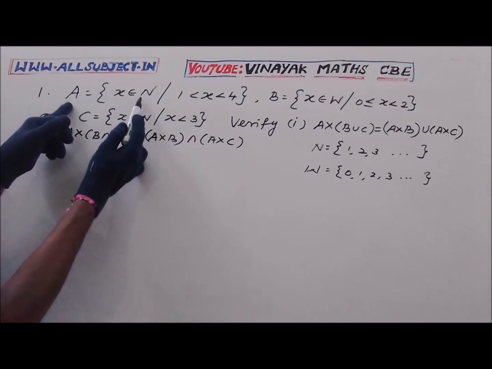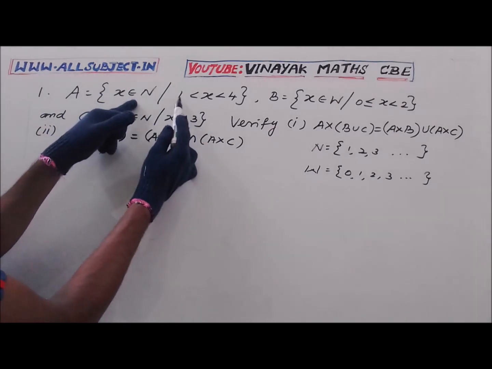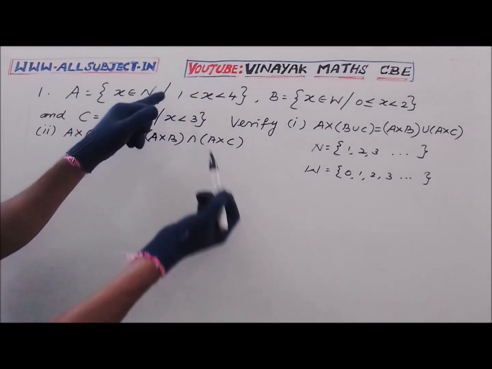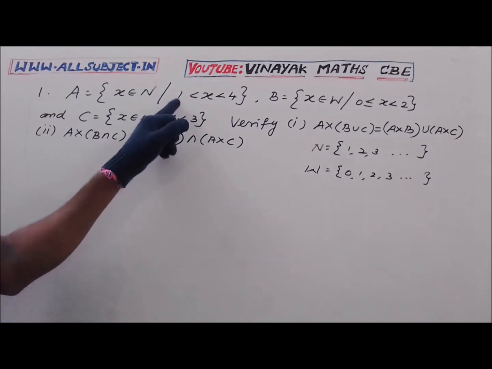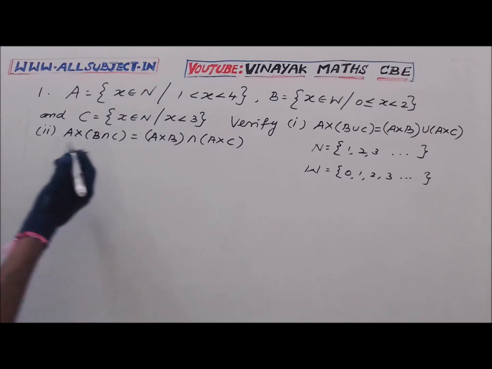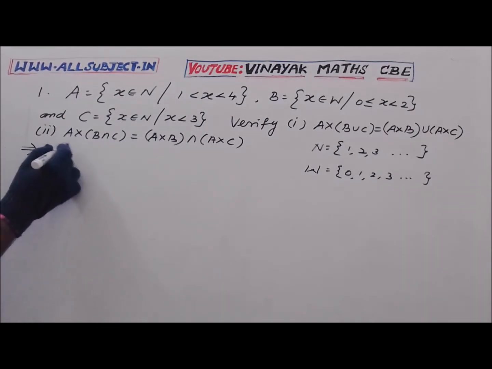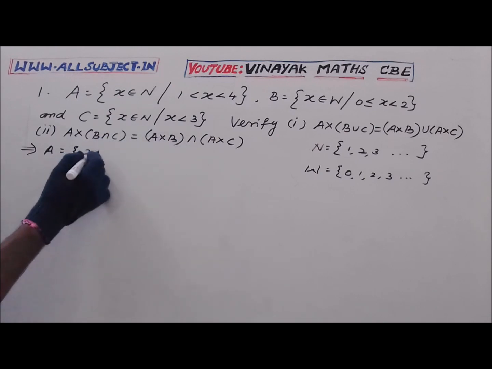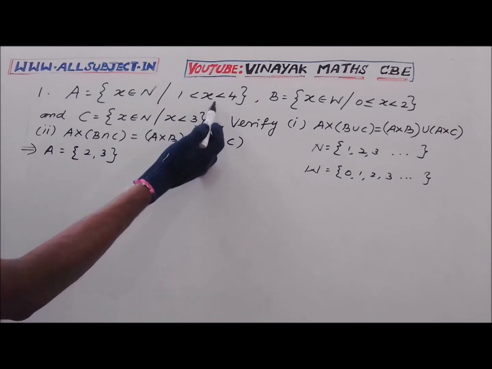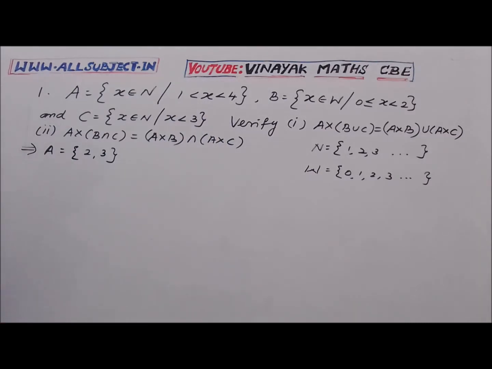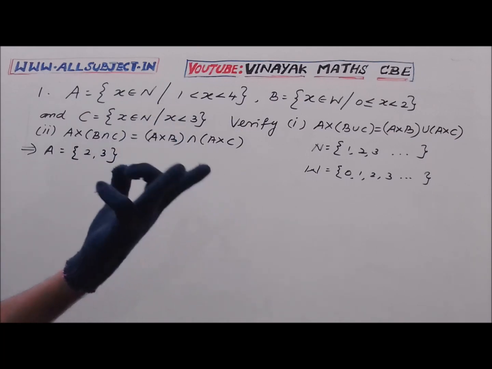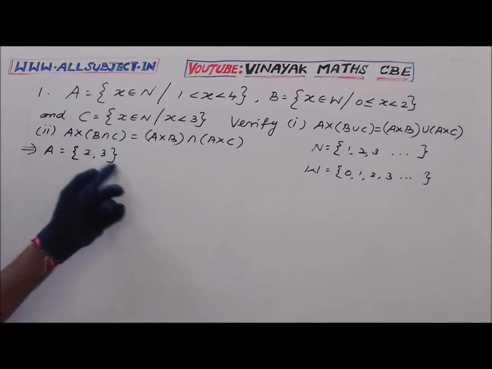Set A contains only natural numbers. Greater than 1, less than 4 means, in the natural number set, greater than 1 means 1 is excluded, less than 4 means 4 is excluded. In between 1 and 4 we have 2 and 3. Therefore, set A has the elements 2, 3. Only 2 and 3, because greater than 1 means it is 2 and less than 4 means 3. Of 1, 2, 3, 4, only 2 and 3 are taken because 1 and 4 are excluded.